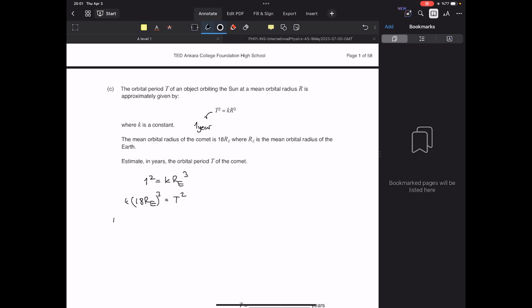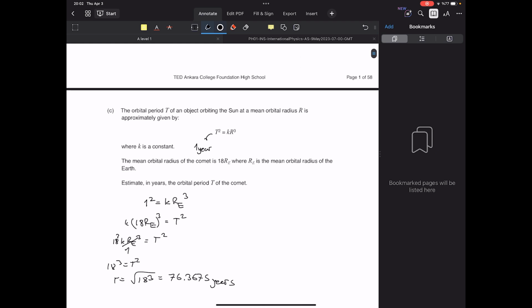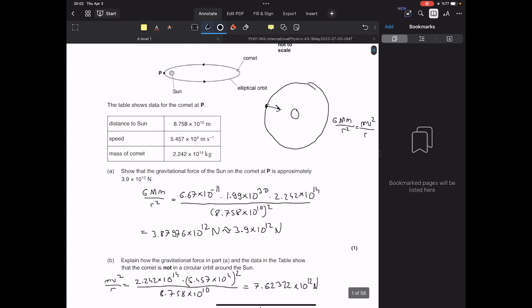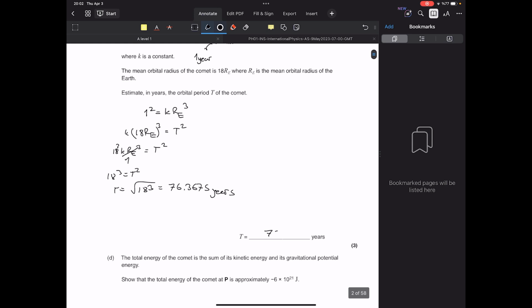So that's going to be 18 cubed RE cubed, 18 K RE cubed equals T squared. We know that this is equal to 1. So 18 cubed equals T squared. So T is going to be the square root of 18 cubed, which is 76.3675 years. The quantities in this question have been given in 2 SF, so I'm just going to give this in 2 SF as 76 years.